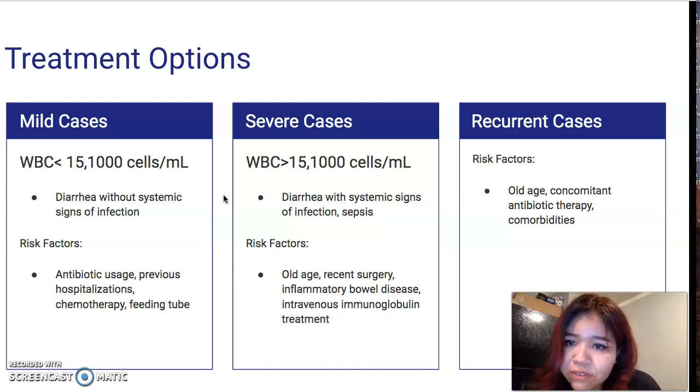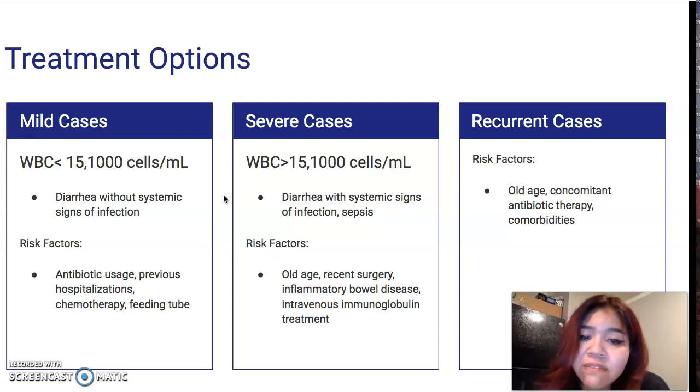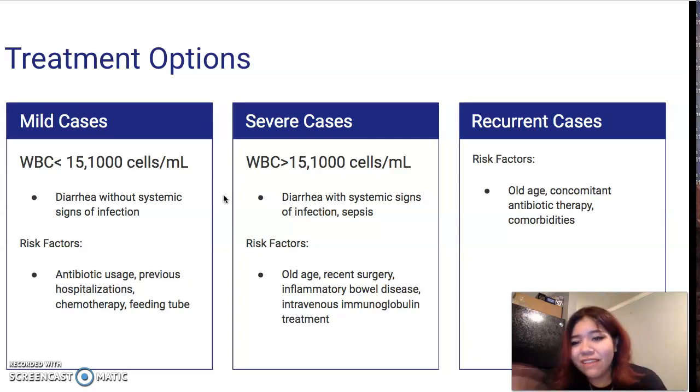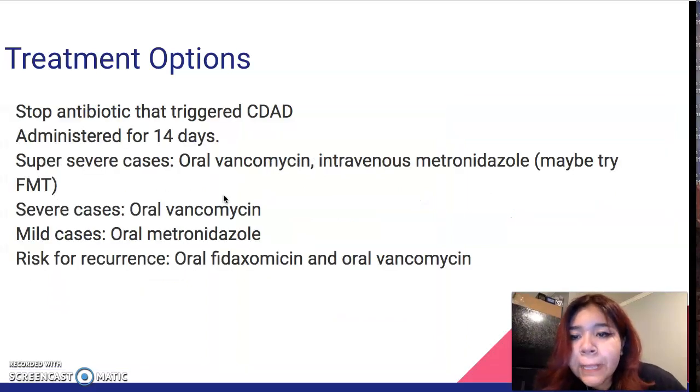And the risk factors for a severe case would be old age, recent surgery, inflammatory bowel disease, or having intravenous immunoglobulin treatment. A recurrent case, the risk factors for that would be old age, concomitant antibiotic therapy, or comorbidities. Just having other diseases could put you at risk.